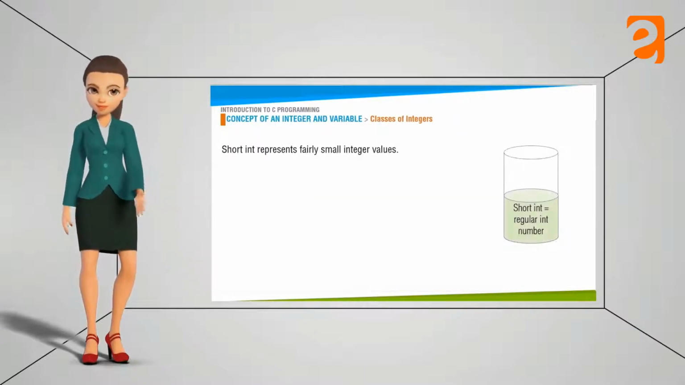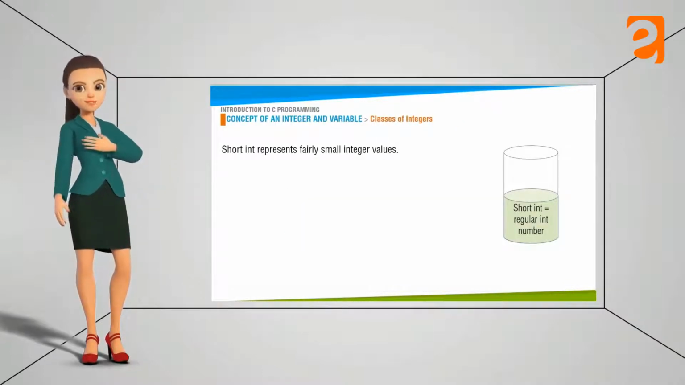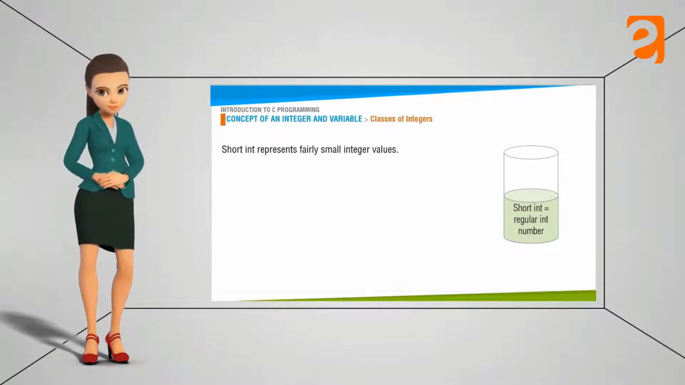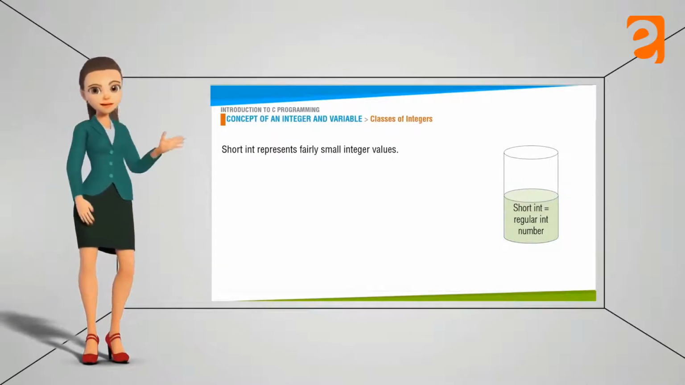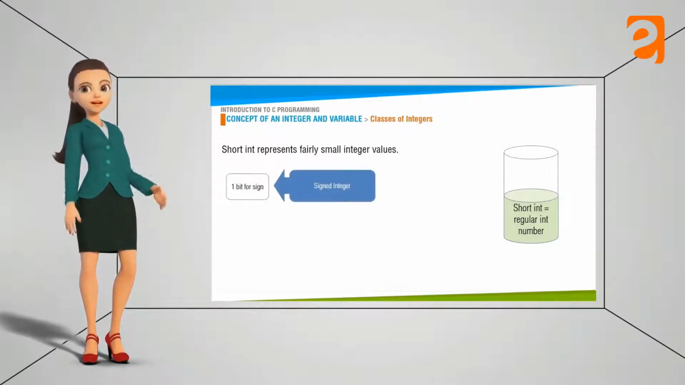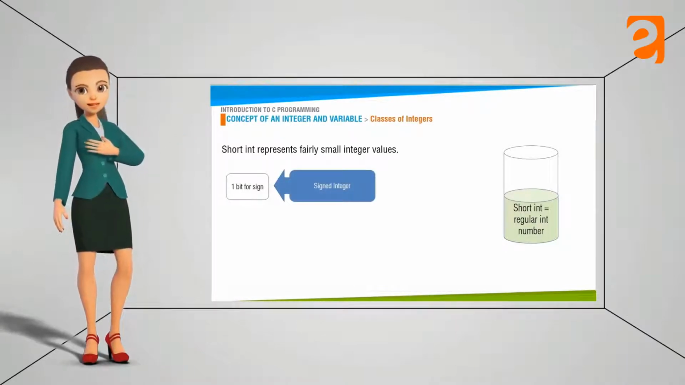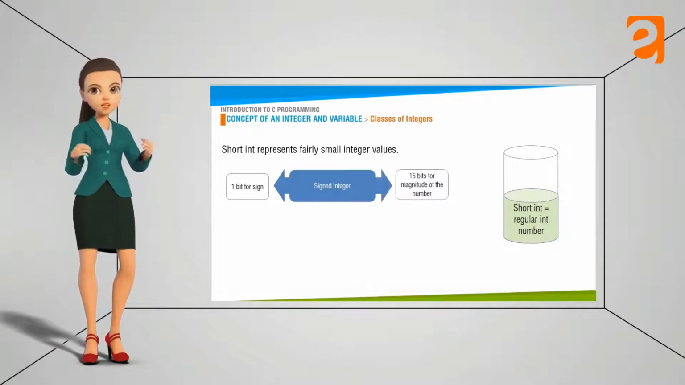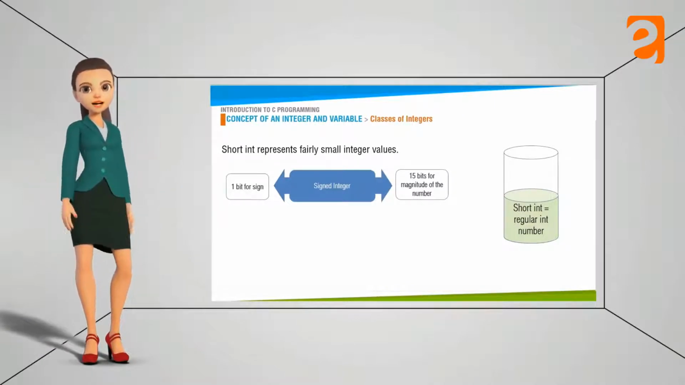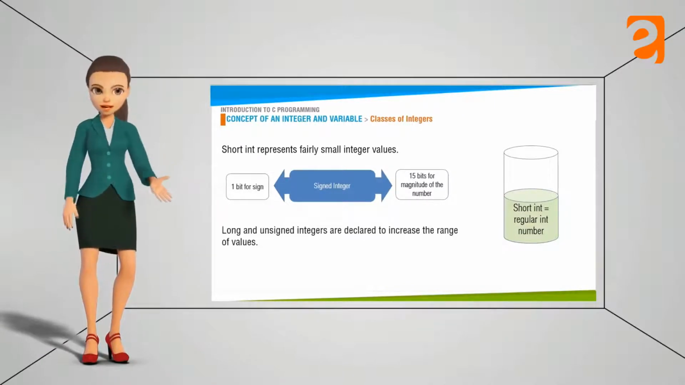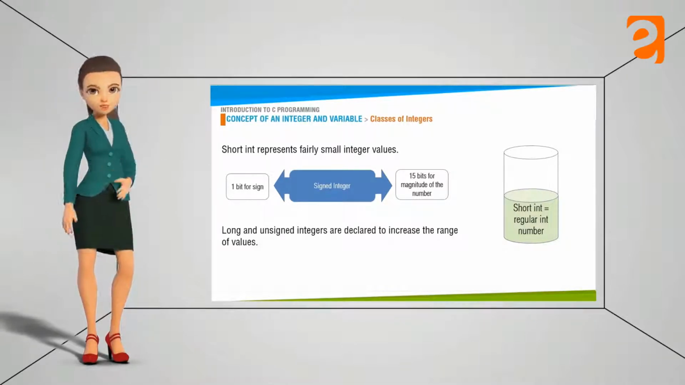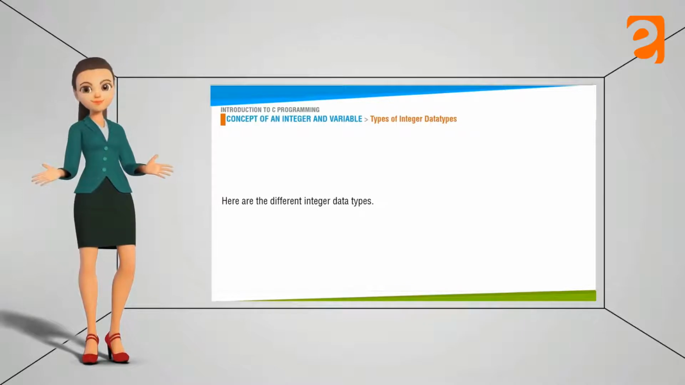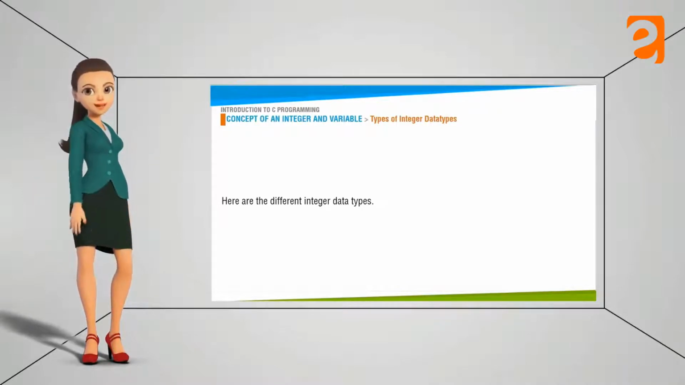Short int represents fairly small integer values and requires half the amount of storage as a regular int number uses. A signed integer uses 1 bit for sign and 15 bits for the magnitude of the number. Long and unsigned integers are declared to increase the range of values. Let us now look at different integer data types.